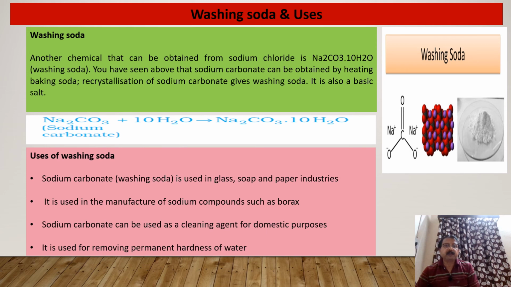Sodium carbonate, washing soda, is used in glass, soap and paper industries. It is used in the manufacture of sodium compounds such as borax. Sodium carbonate can be used as a cleaning agent for domestic purposes, and it is also used for removing permanent hardness of water. So this is also one of the important compounds for us.